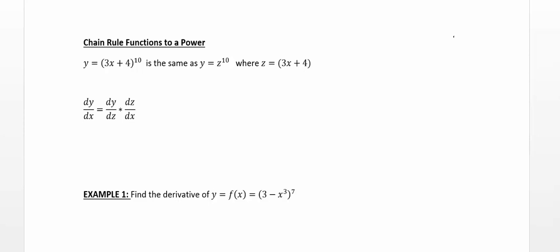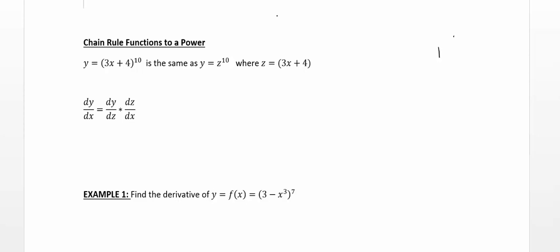The chain rule for polynomials and power functions, also known as the chain rule for functions raised to a power. In this section, we'll explore functions whose outside function is a polynomial or power function, which means that the resulting function is something that's raised to a power of some sort.